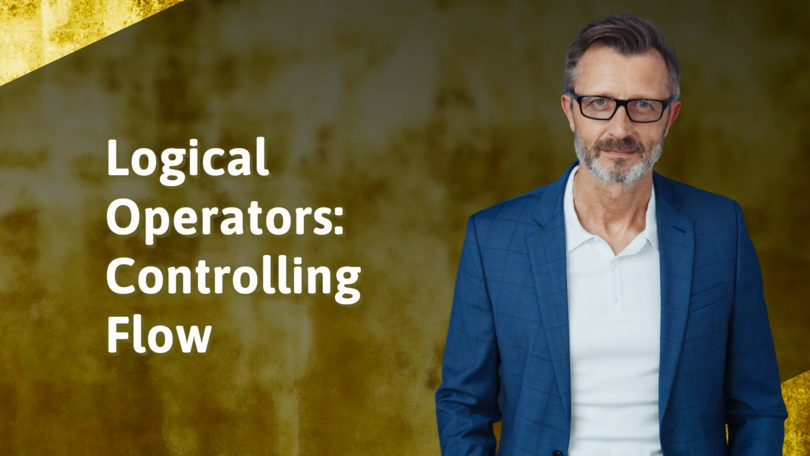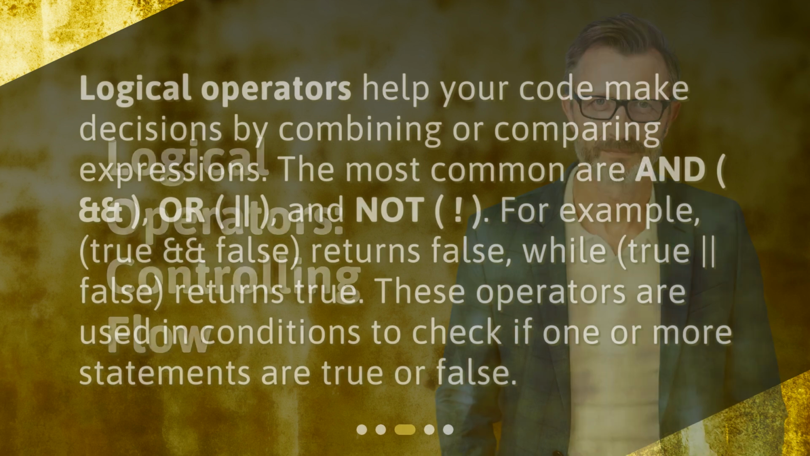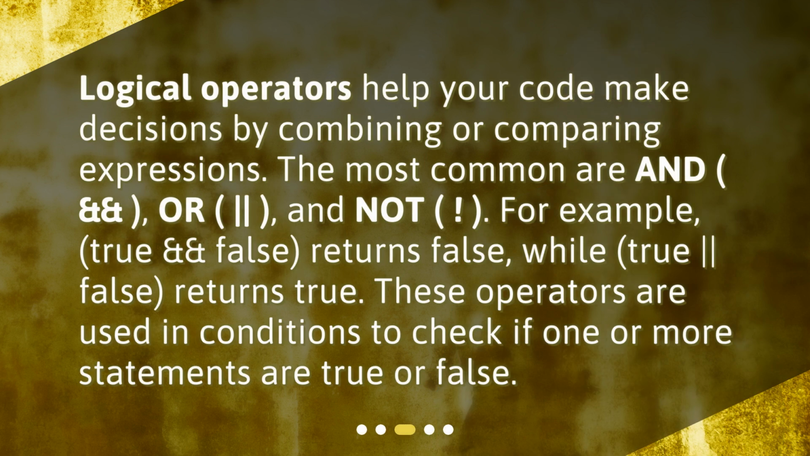Logical operators, controlling flow. Logical operators help your code make decisions by combining or comparing expressions. The most common are and, or, and not. For example, true and false returns false, while true or false returns true. These operators are used in conditions to check if one or more statements are true or false.